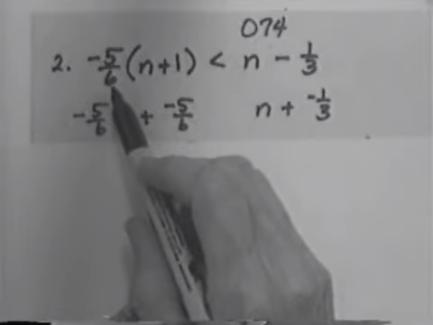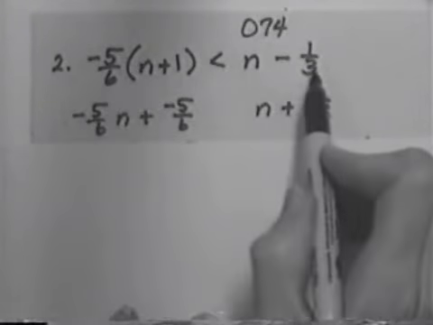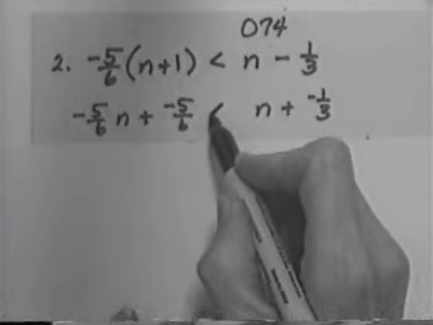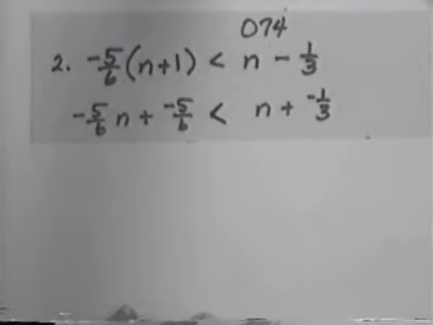We have simplified on each side. Notice that this negative 5/6 was not multiplied by both sides of the inequality. It was simply distributed through the parentheses, and so the inequality symbol does not reverse, it stays unchanged.